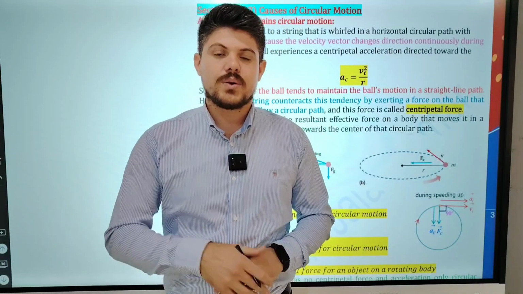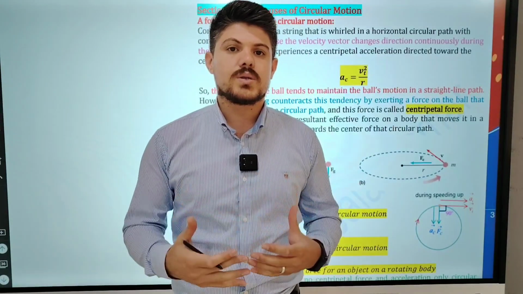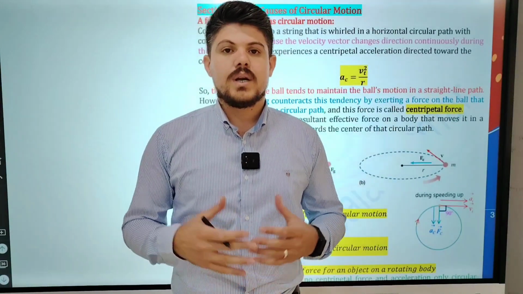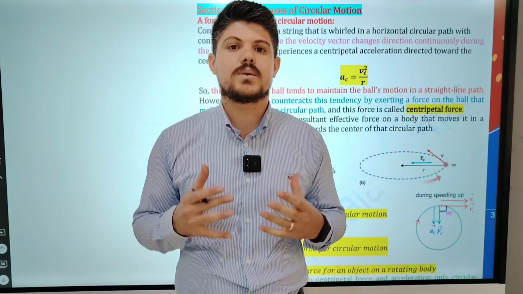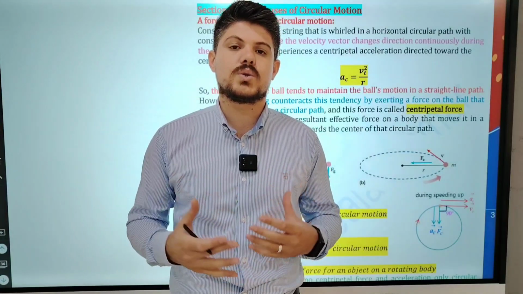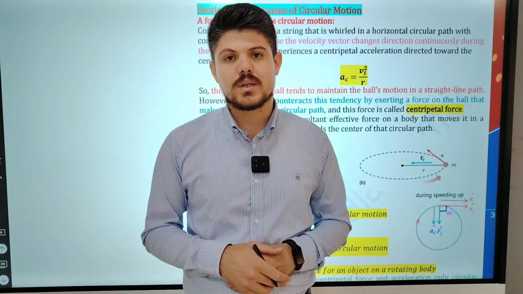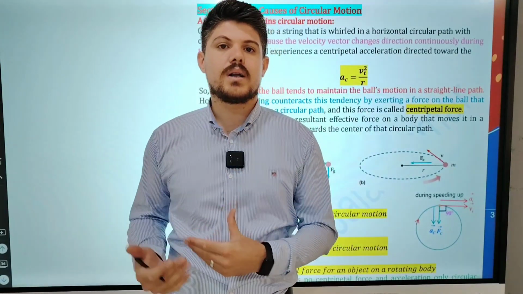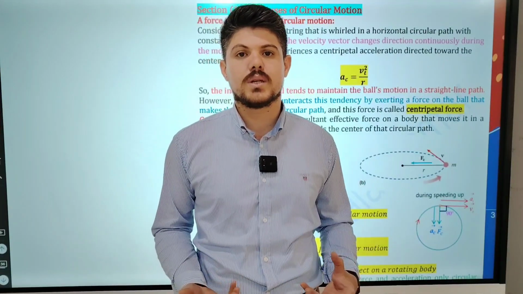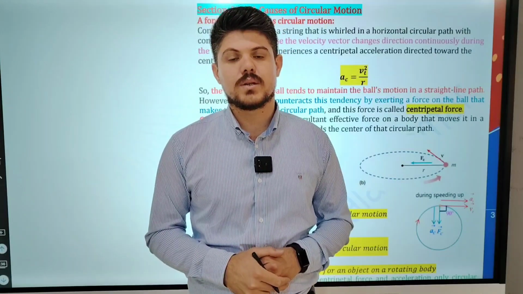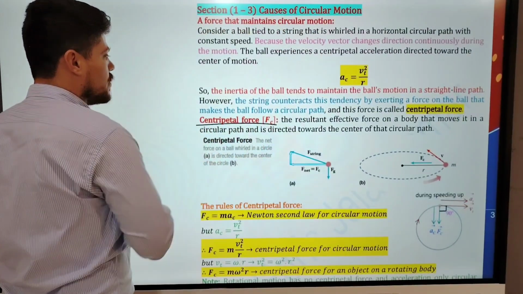On today's lesson, we're going to explain a new section in chapter 1, section 3, causes of circular motion. As you have learned in a previous lesson, centripetal acceleration is the acceleration of an object directed toward the center, produced by changing the direction of the velocity, such as in uniform and non-uniform circular motion. In both types, we have a centripetal acceleration. But on today's lesson, we're going to focus on centripetal force.